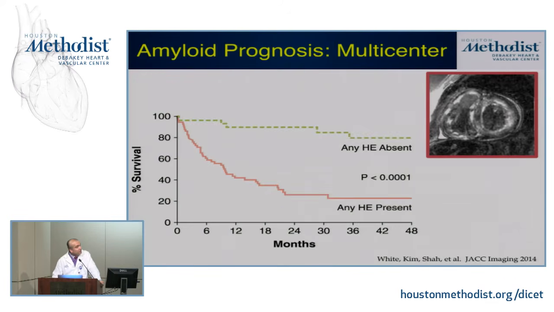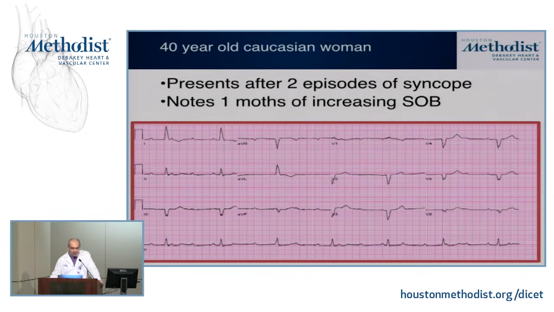And then this is another study that we did more recently in a multi-center fashion, again demonstrating the same findings, which is that with extracardiac amyloid, if you have the absence of late gadolinium enhancement, your prognosis is much better than if you have presence of LGE, which indicates really cardiac involvement.